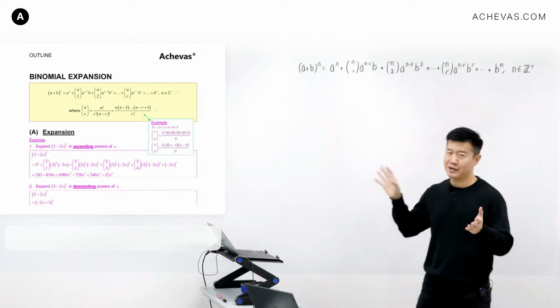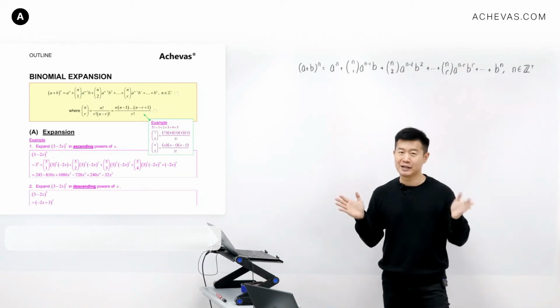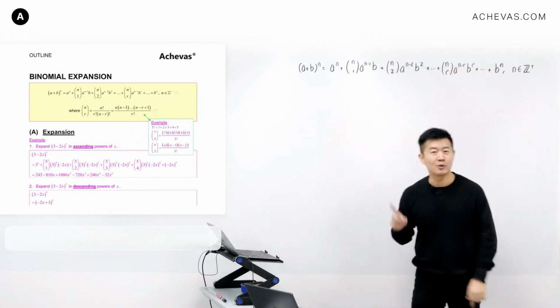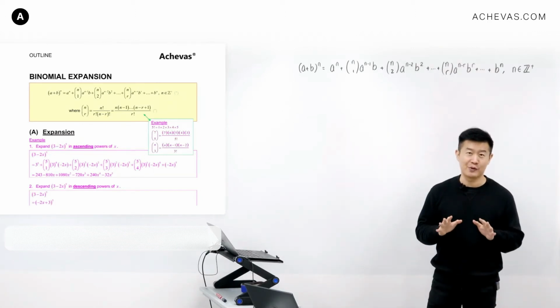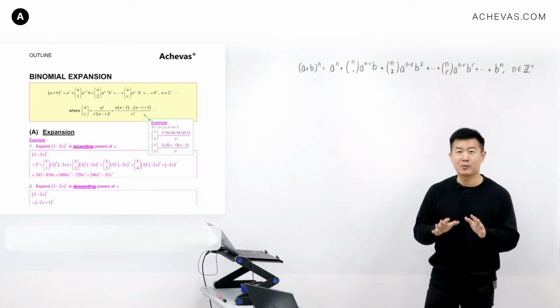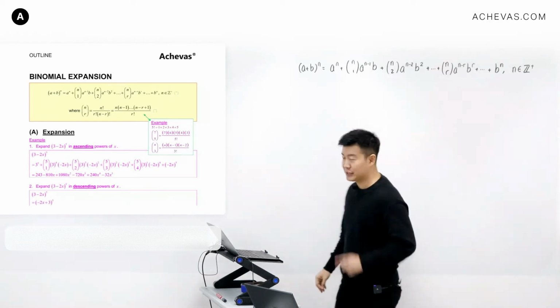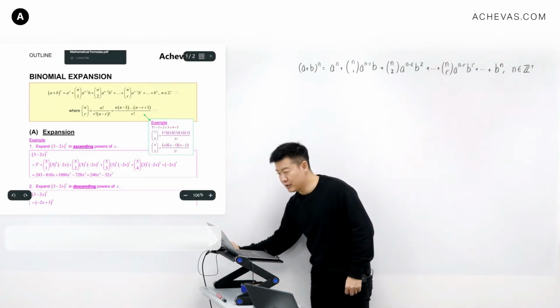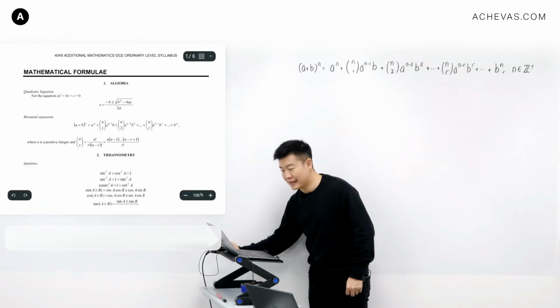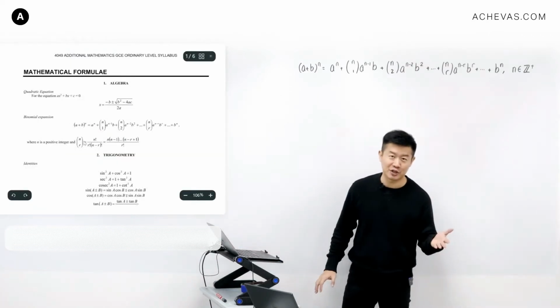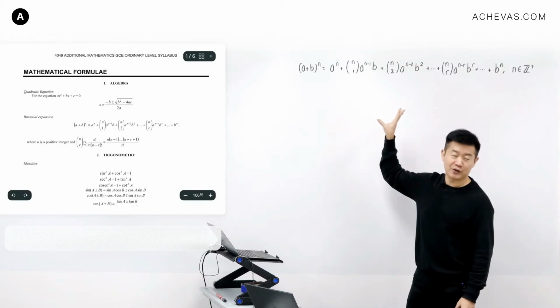And at a glance, I believe this formula looks so intimidating, but please be assured, after a while you realize that this formula is actually very, very easily applied. In fact, this formula can also be found inside your formula sheet. Let me show you where it is. On your formula sheet, you can actually find it here under binomial expansion. Exactly the formula that I have on the board here.